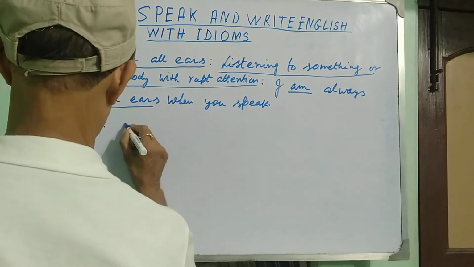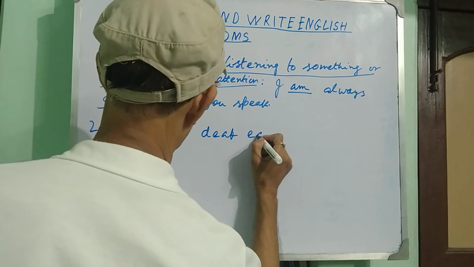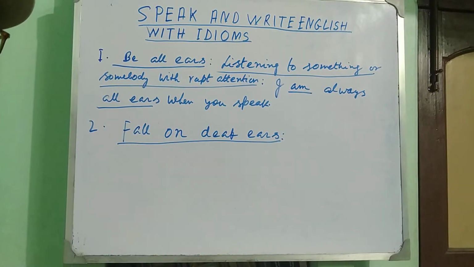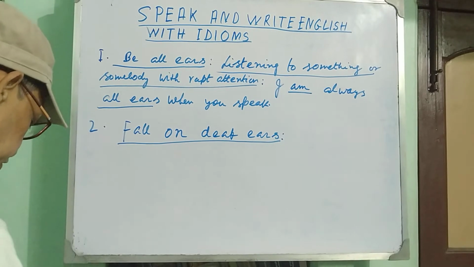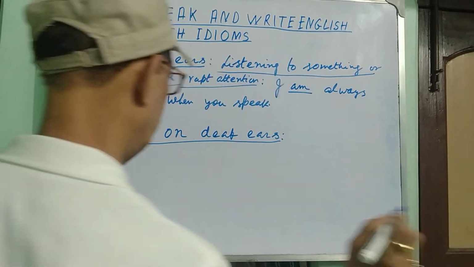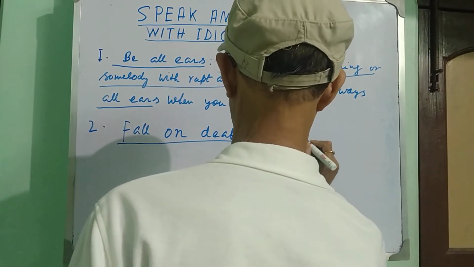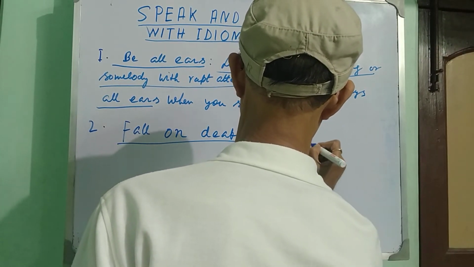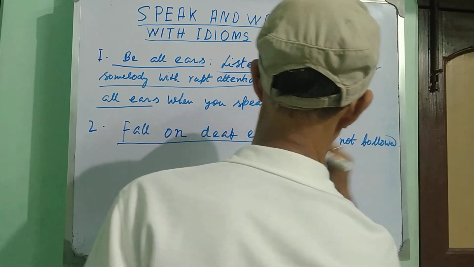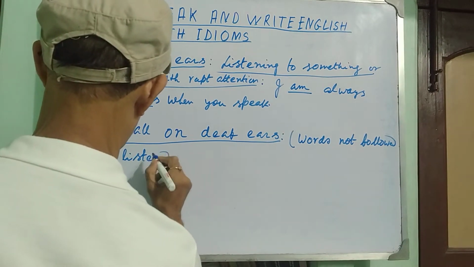Number 2, let us give the second example. Fall on deaf ears. To fall on deaf ears is an idiomatic expression and it means words not followed or listened carefully.